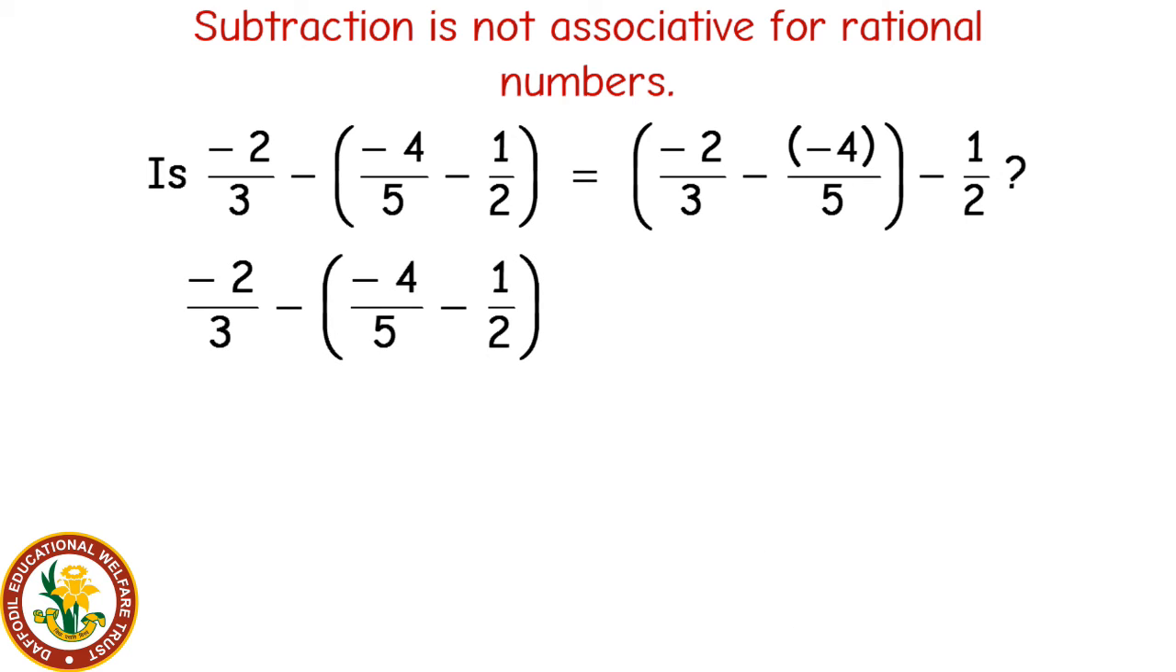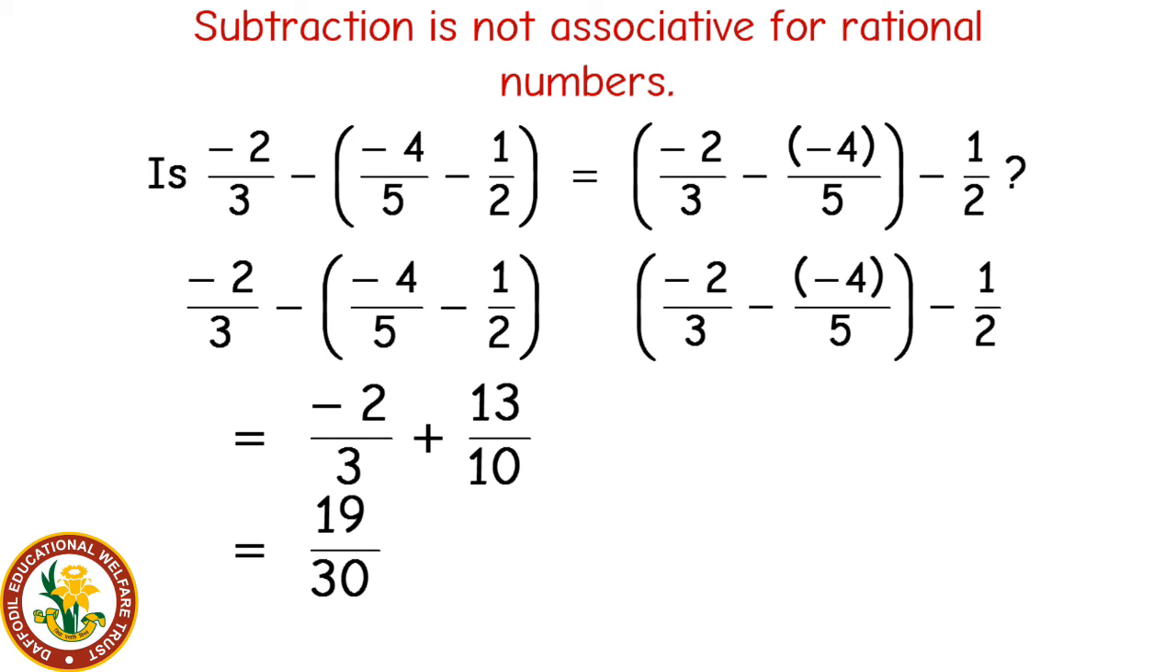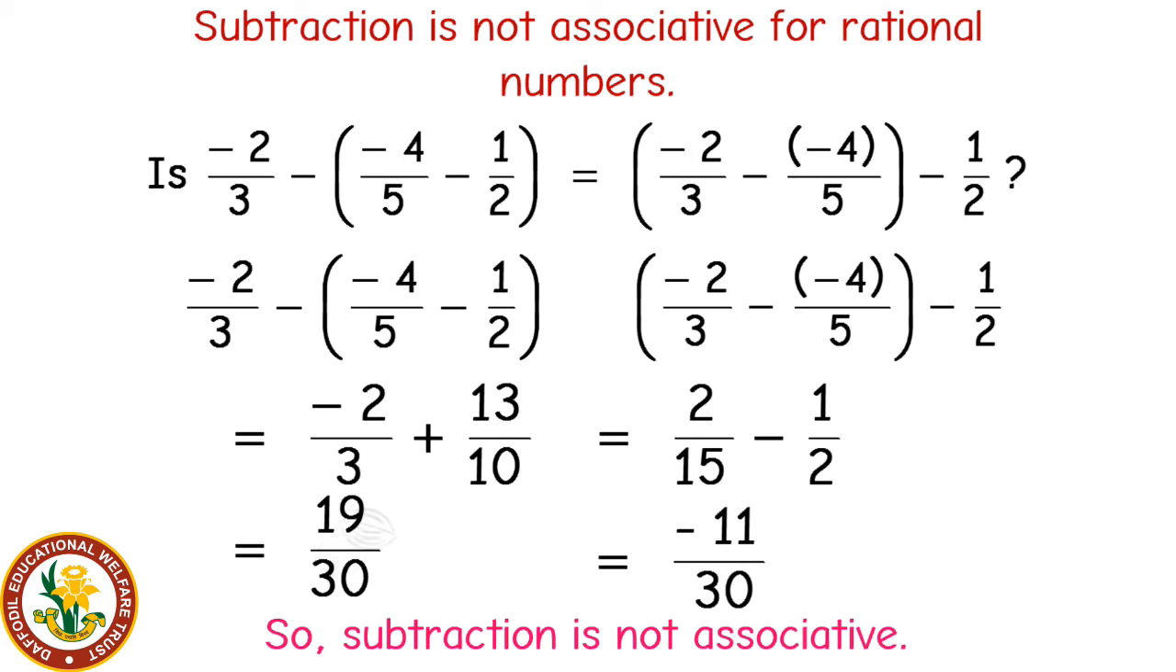Minus 2 upon 3 minus (4 upon 5 minus 1 upon 2) is equal to minus 2 upon 3 plus 13 upon 10, which is equal to 19 upon 30. Whereas (minus 2 upon 3 minus 4 upon 5) minus 1 upon 2 is equal to minus 22 upon 15 minus 1 upon 2, which is equal to minus 59 upon 30. So, subtraction is not associative.